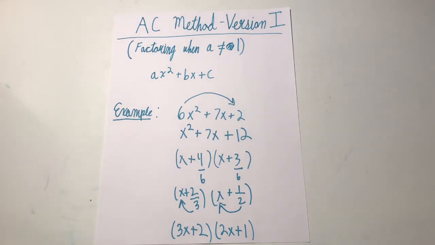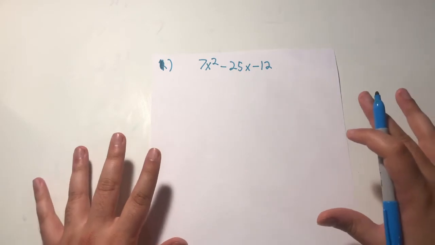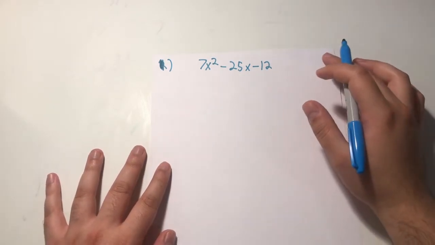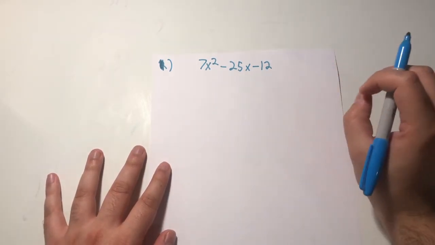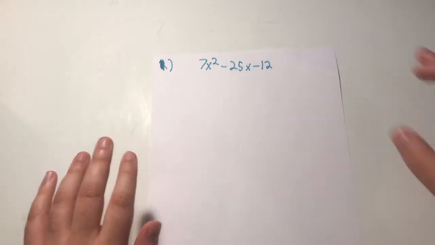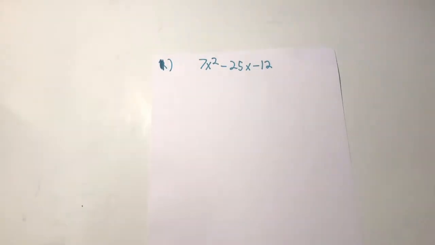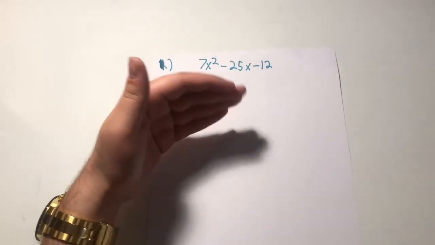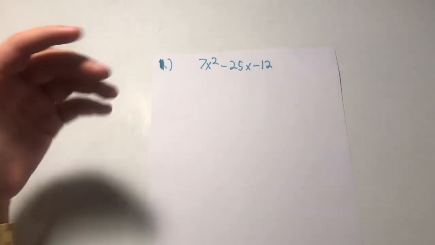Okay, now let's look at some examples. All right, so this first example we have is 7x squared minus 25x minus 12. Our first step is to look to see if there are any common terms that we need to factor out. In this case, there aren't any, so we can go to step 2, the actual AC part of the AC method.